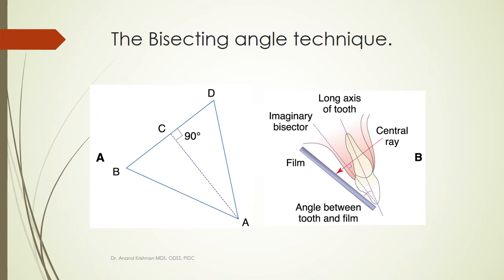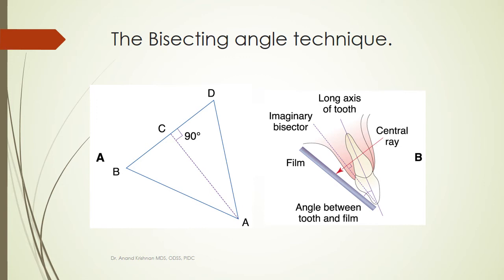So the line A to D in a patient's oral cavity is evident. Okay, so that is going to be the long axis of the tooth. The receptor is evident. A to B is going to be your IOPA film. But you have to imagine a line A to C, this dotted line, the imaginary bisecting line, and this imaginary bisecting line is where you are going to direct your central ray.